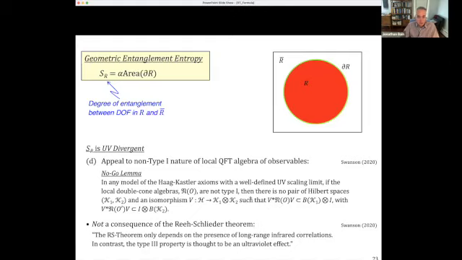So here's a rigorous way of stating this claim that in quantum field theory, you can't naively split the Hilbert space into factor spaces.